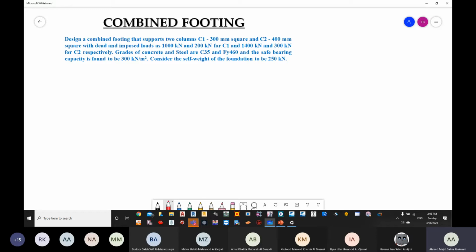Now here we have a question that says we need to design a combined footing that supports two columns. We have C1, which is a 300 mm square column, and then we have C2, which is a 400 mm square column as well, with dead and imposed loads of 1000 kilonewton and 200 for C1, and 1400 and 300 for C2 respectively.